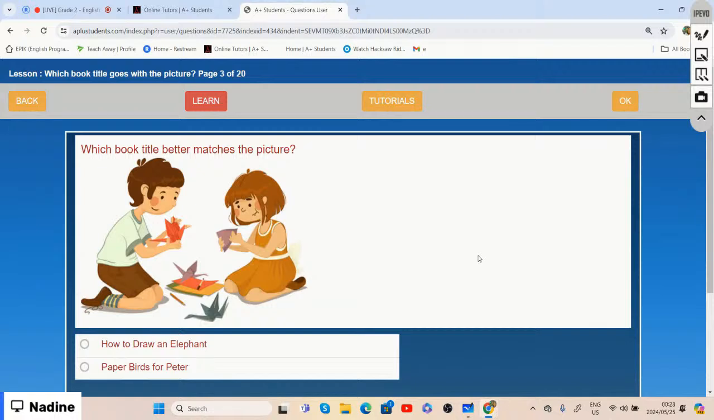Which book title better matches the picture? Is it How to Draw an Elephant or Paper Birds for Peter? So, How to Draw an Elephant or Paper Birds for Peter? This is now based on what we see in the picture.